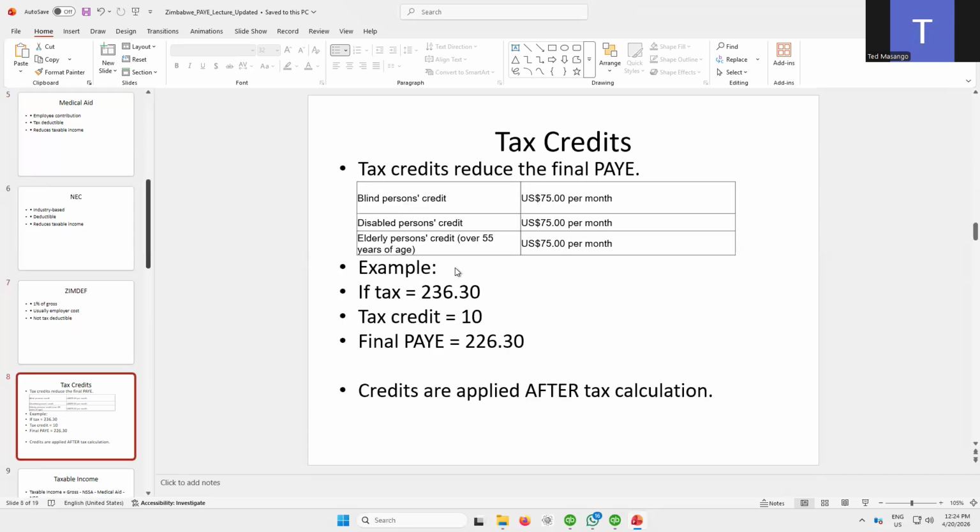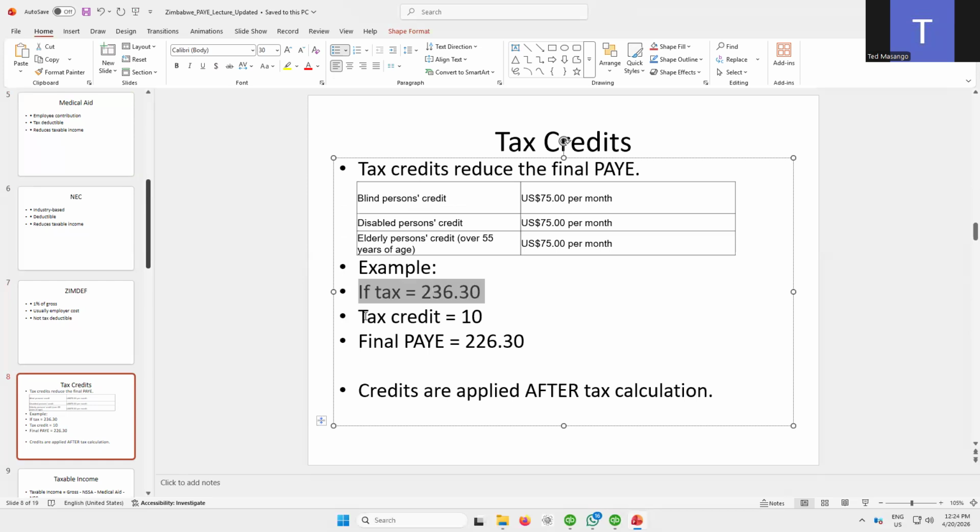Meaning to say, if you look at this example, let's say this was our pay as you earn, which is $236.30. Then in this case, the tax credit was given as $10, but the tax credit here is supposed to be $75. So in coming up with the final pay as you earn, it will be $236.30, subtract the $10 in this case, which is supposed to be 75, then you get $226.30. So you're applying this after calculating your pay as you earn.